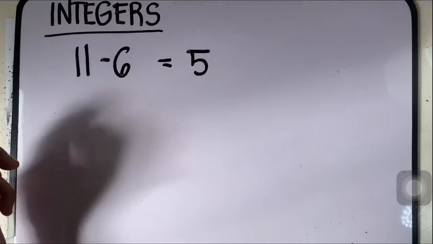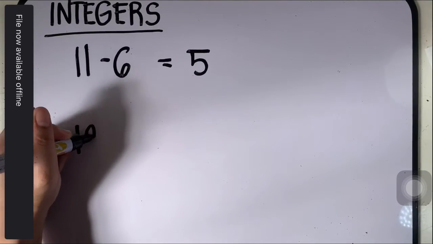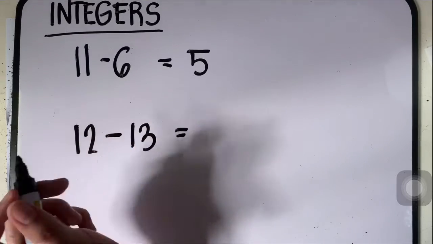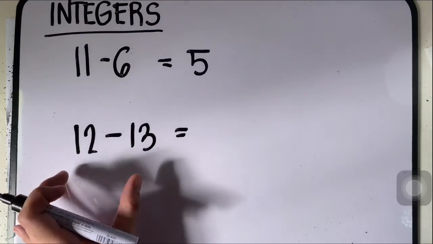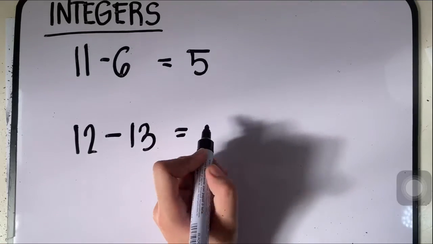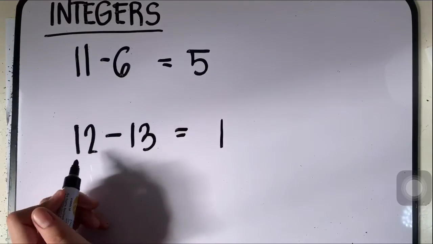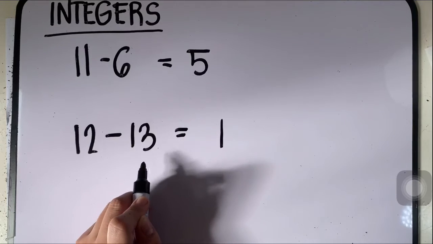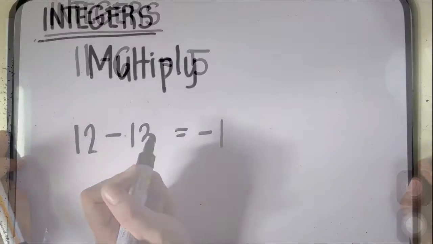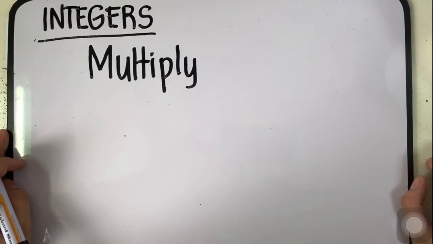Next is 12 minus 13. They have different signs, so we will subtract them. 13 minus 12 is 1. The bigger value here is 13, and 13 is a negative number. So our final answer will be negative 1. Now we will move on to multiplying integers.